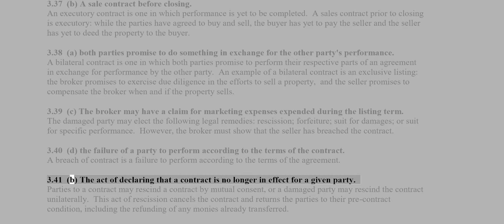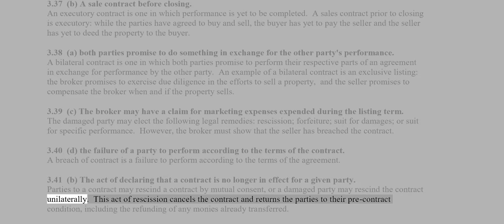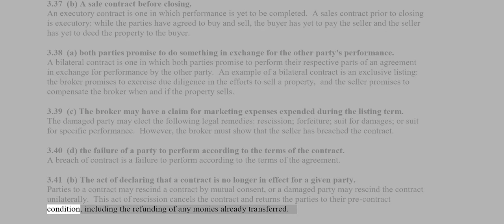3.41 b. The act of declaring that a contract is no longer in effect for a given party. Parties to a contract may rescind a contract by mutual consent, or a damaged party may rescind a contract unilaterally. This act of rescission cancels the contract and returns the parties to their pre-contract condition, including the refunding of any monies already transferred.